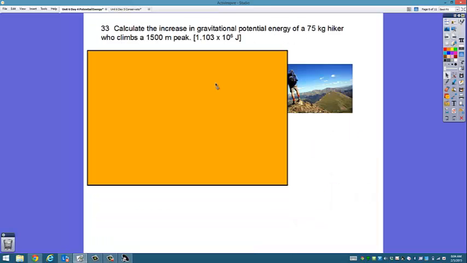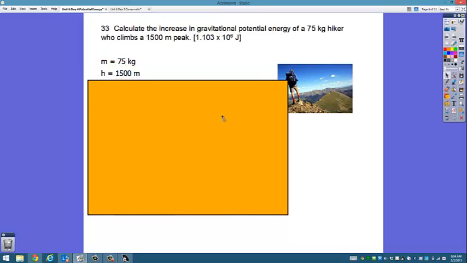Okay, the next problem is 33. So similar situation, you're going to calculate the increase in gravitational potential energy of a 75 kilogram hiker who climbs a peak of 1,500 meters. So again, write down your givens. So you're given the mass and the height. So the kilograms telling you that that's the mass, meters telling you that that's your height. Look for your units. Again, you're solving for gravitational potential energy, your GPE.